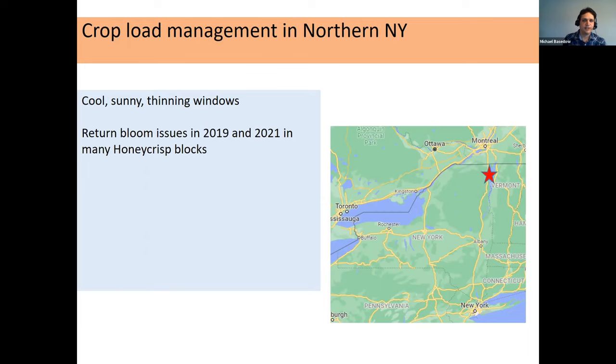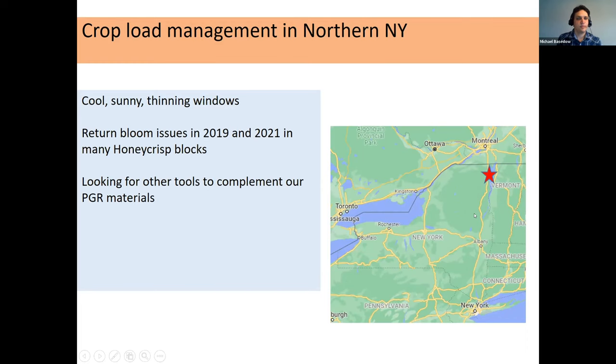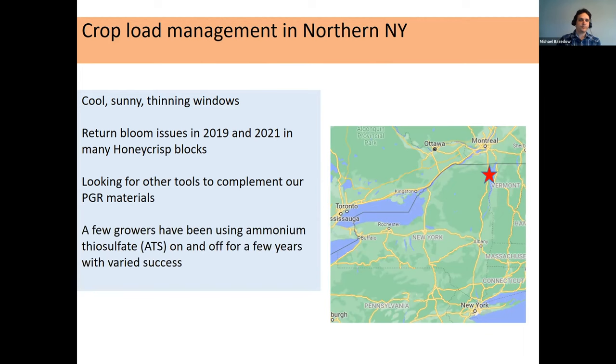In addition to that, in 2019 and 2021, we've had some issues with return bloom on our Honeycrisp block. So we're very interested in using different materials that we can use earlier at bloom to start that thinning process to hopefully get better return bloom. And we're also interested in just having more materials available that can complement those PGR materials that we are traditionally using at petal fall and 12 millimeter. So there has been a lot of interest in trying out some of these different materials at bloom.